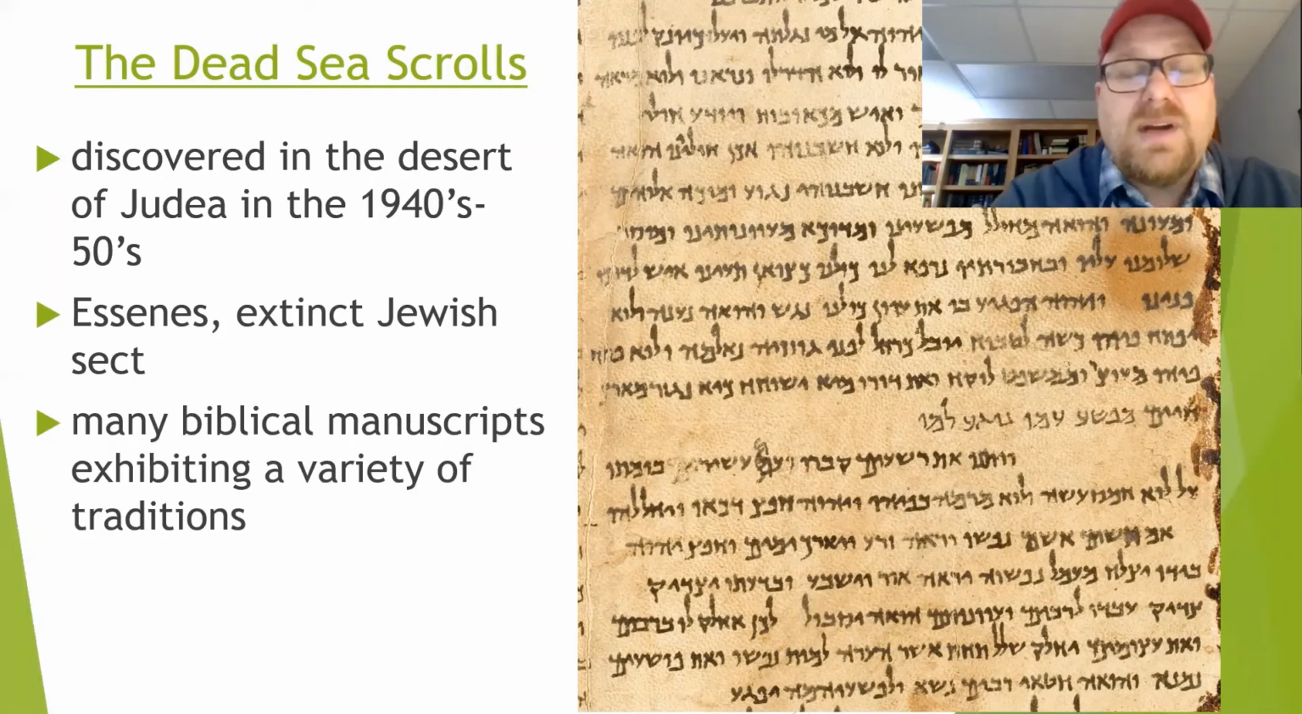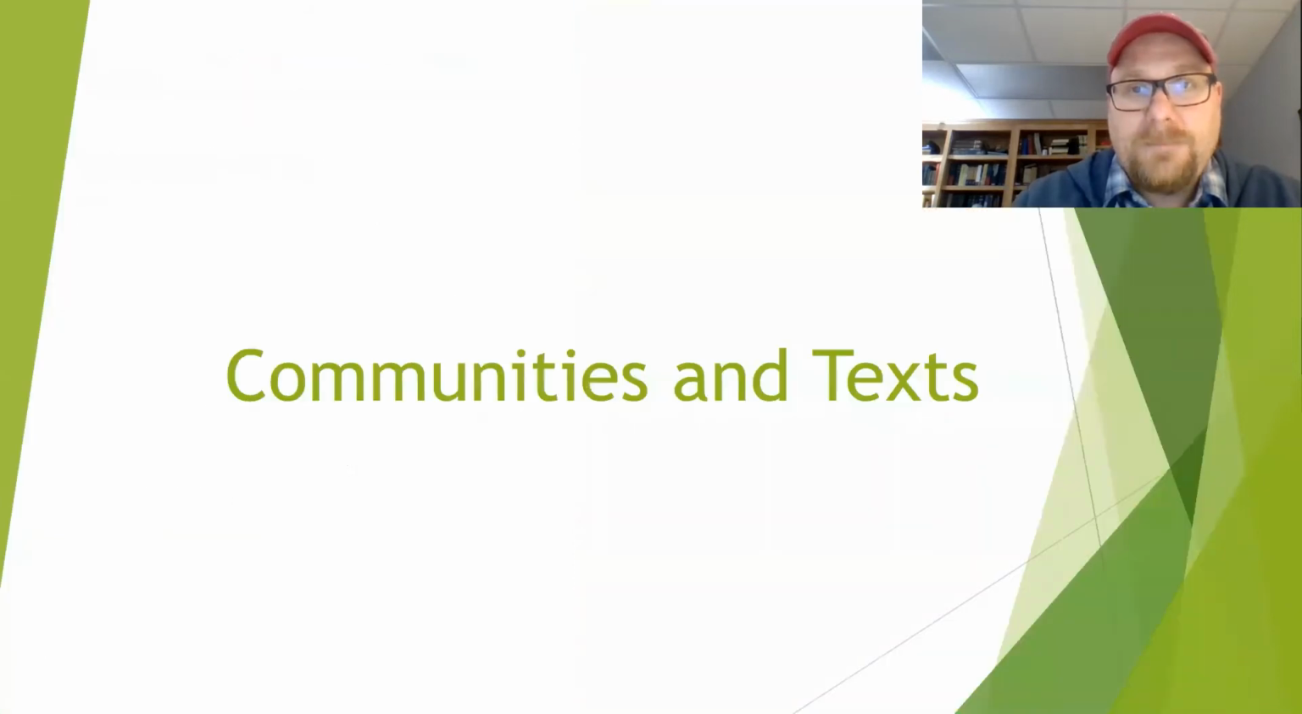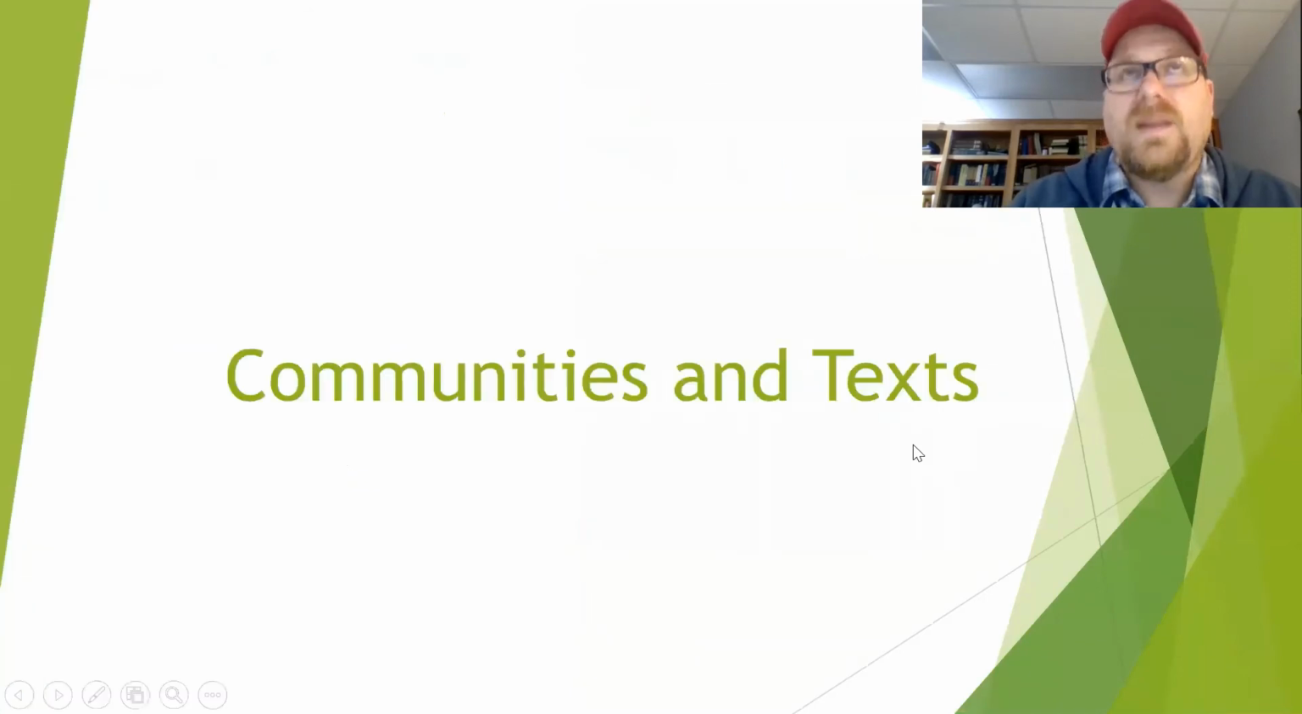Among the Dead Sea Scrolls are many, many biblical manuscripts, and they exhibit a variety of traditions. That is to say, some of the manuscripts, the Hebrew in them look just like the Masoretic manuscripts. And then some of the Hebrew manuscripts sort of follow along with the Greek manuscripts of the Old Testament, because the Masoretic text and the Greek text aren't absolutely identical. There are some slight differences between them. So you've got the Masoretic text, you've got the Septuagint, you've got the Dead Sea Scrolls.